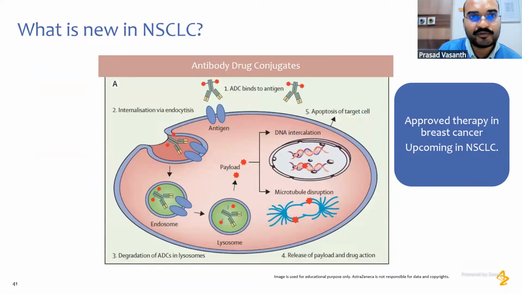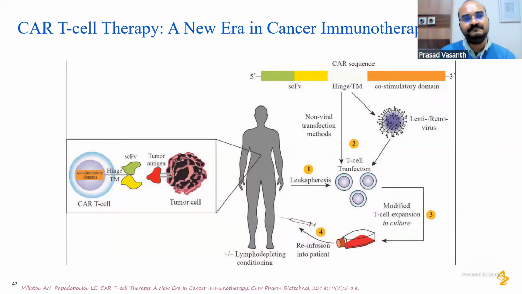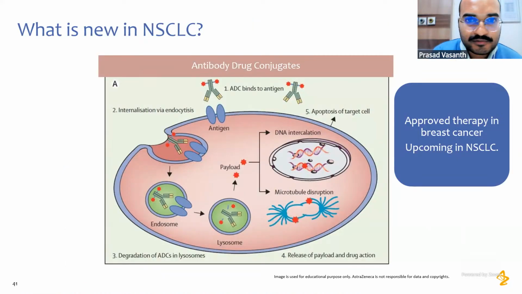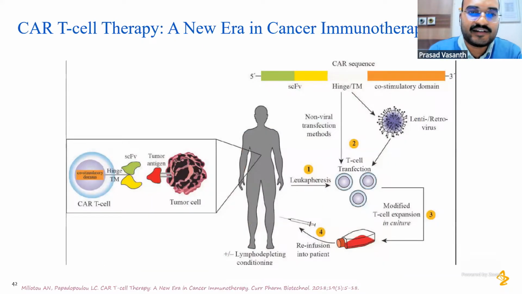So now coming to the role of antibody drug conjugates. Antibody drug conjugates are at present only in the advanced setting: trastuzumab deruxtecan in HER2 expressing advanced NSCLCs, and CAR T cell therapy.